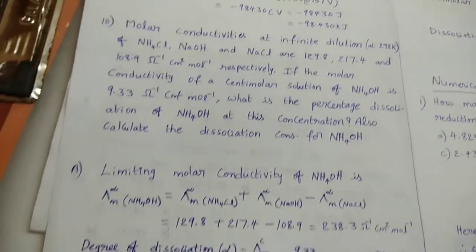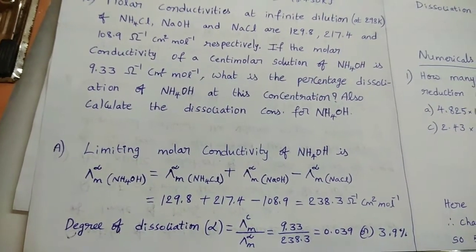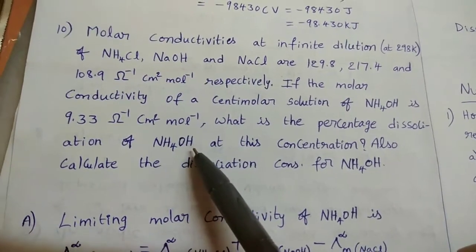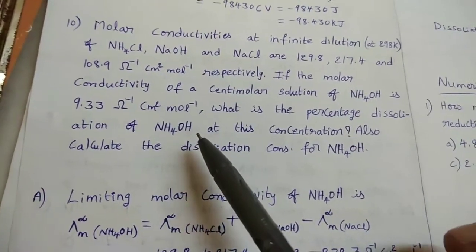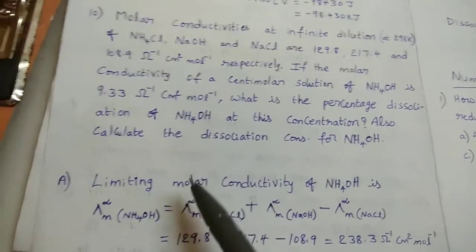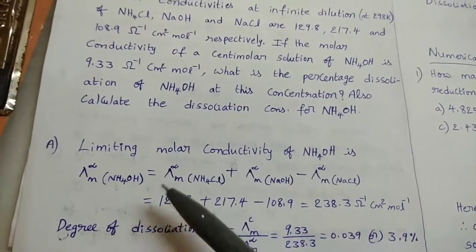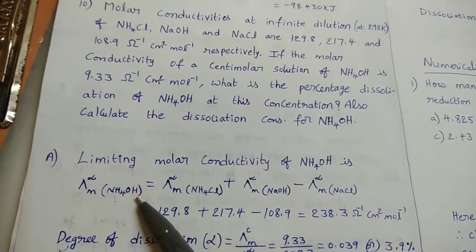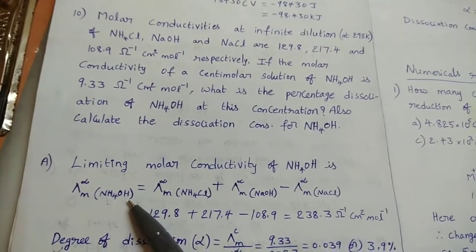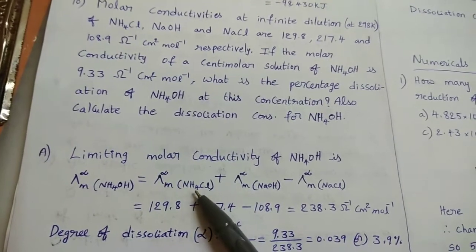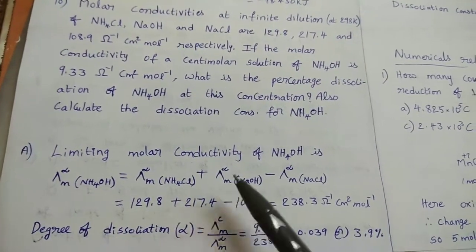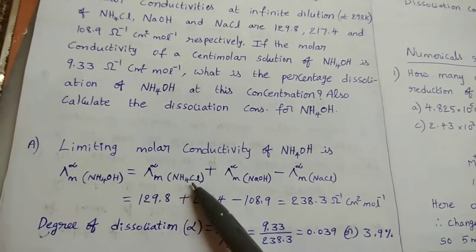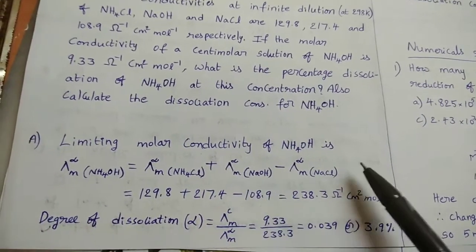Now see this one. Limiting molar conductivity of NH4OH we should calculate, because percentage dissociation of NH4OH we should calculate. For that purpose we need limiting molar conductivity of NH4OH. For this we can use Kohlrausch law, indirect method. NH4OH is a weak electrolyte. To calculate limiting molar conductivity of a weak electrolyte, we can apply Kohlrausch law. From this Kohlrausch law, limiting molar conductivity of some other electrolytes we can use to get this value. Here suitable electrolytes are NH4Cl, NaOH and NaCl.